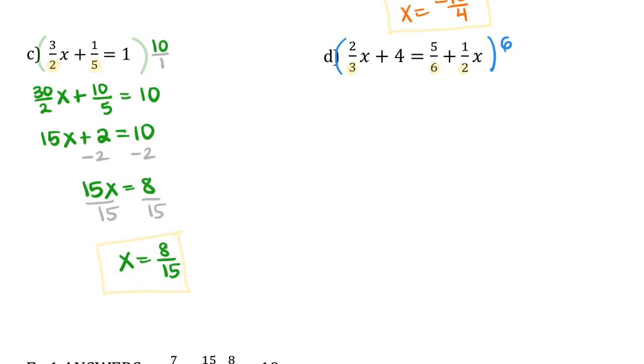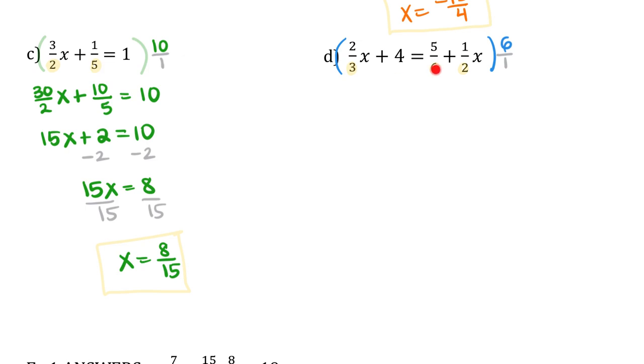If you use 12, that would also work because that also divides by 3, 6, and 2. If you use 24, that would also work. 18 would work. There's more than one way that will work, but if possible, I like to use a smaller number so it makes it easier for me to solve. So if you did it differently, that's okay. We should get the same answer.